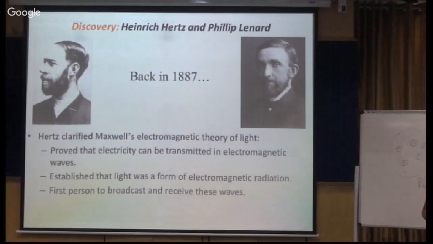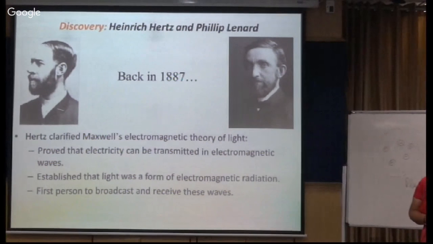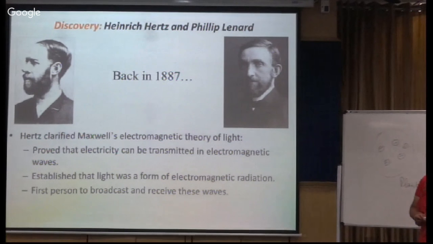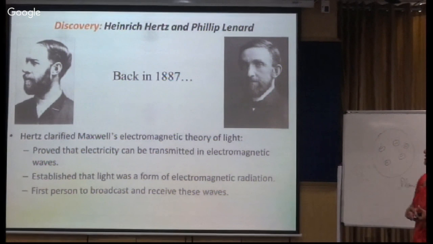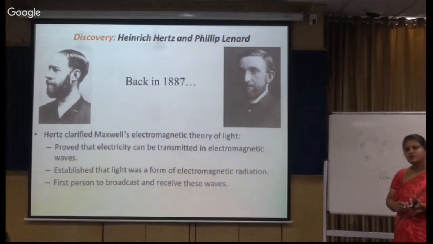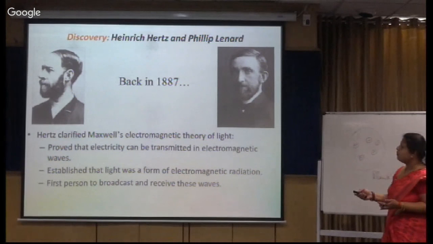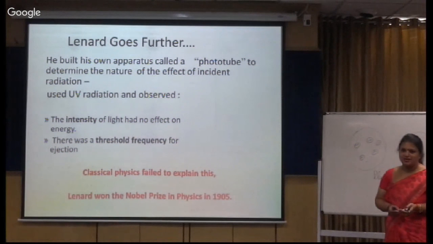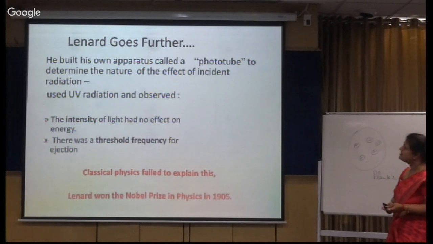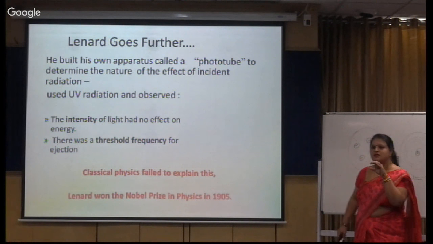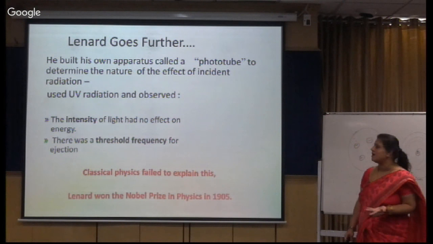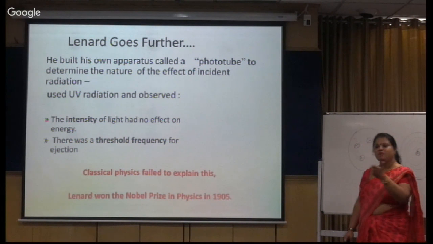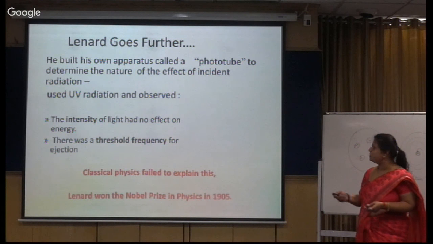So Hertz initially was quite convinced by Maxwell's electromagnetic theory that radiation has wave nature. And to some extent, he was able to prove it also. But another scientist, Philipp Lenard, who was also working in the same lab, was working in a slightly different direction. He observed the change in the emission of electrons when a metal surface was subjected to radiation. He kept on changing the radiations and he constructed a phototube.